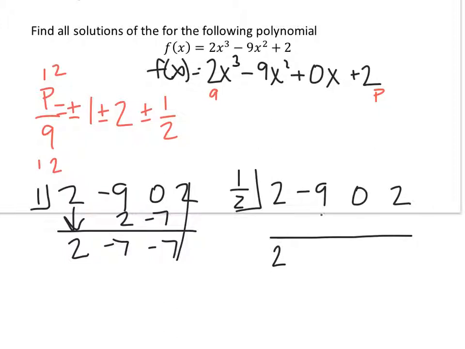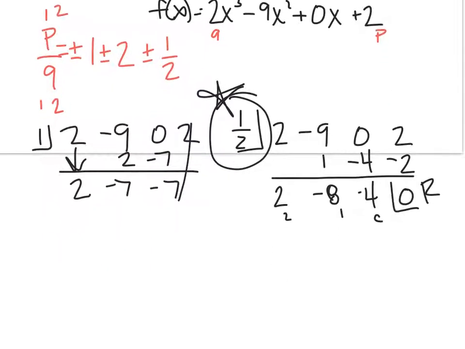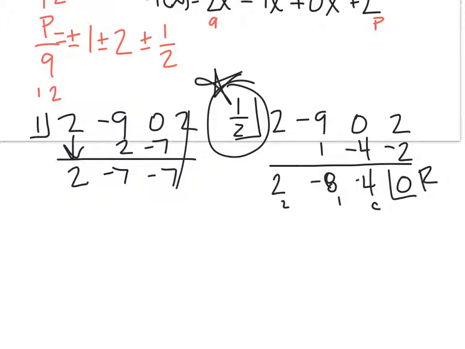I drop down the 2. This will give me 1, so that's -8. 1/2 of -8 is -4. When I add those together, it's -4. Half of -4 is -2, and 2 and -2 is 0. So my remainder is 0, which means 1/2 is going to be one of my answers. And then I'm left with my constant, my exponent of 1, and my exponent of 2. So my quadratic for this problem is going to be 2x squared minus 8x minus 4.